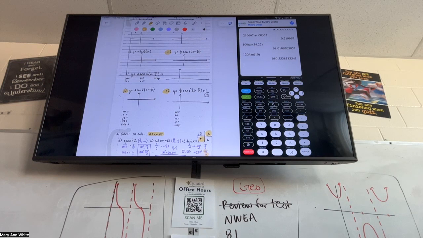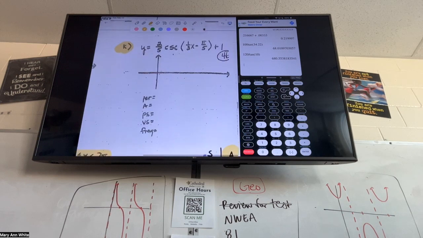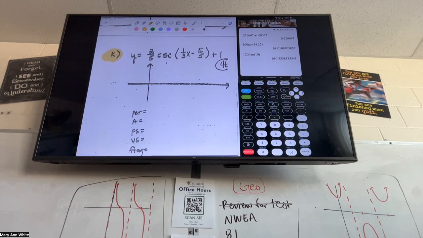And I'm on letter J and K. Which we haven't done those yet, have we, in this class? Great. So this is a good way to practice. So we're just gonna practice graphing these. This one says cosecant. Let's change it. Would you rather do sine or cosine here?